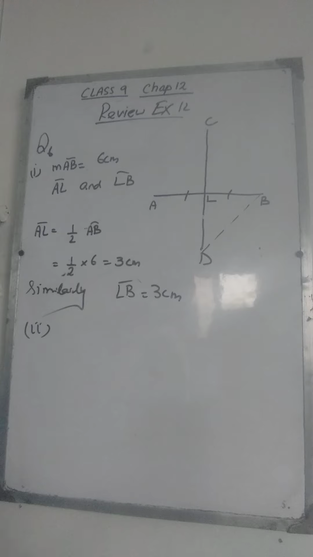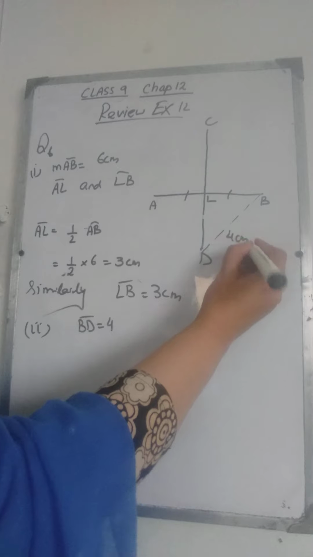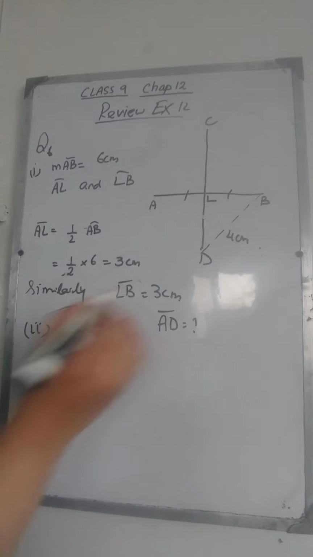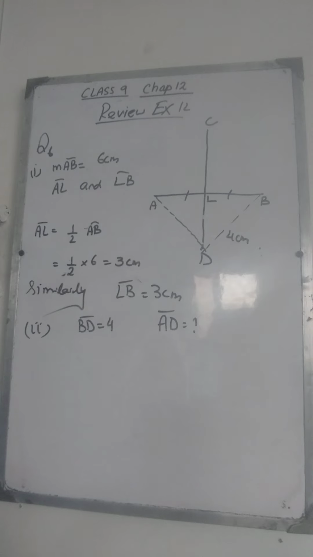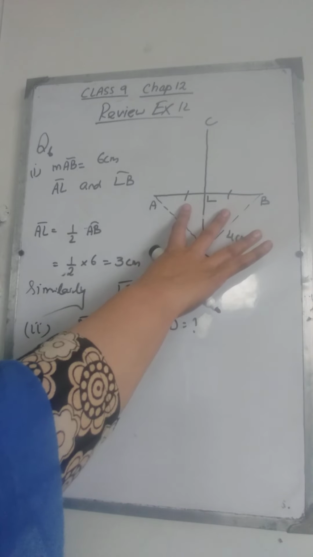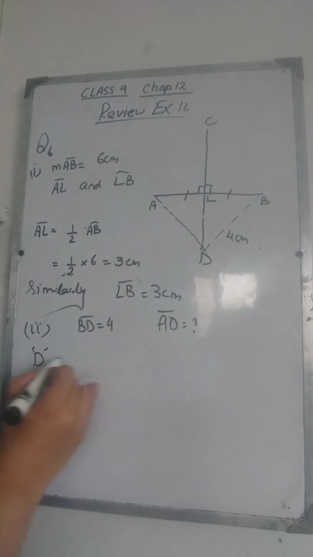Now the second part is that BD is given to be 4 centimeter, and you have to find AD. Now as D is a point on the right bisector, therefore it will be equidistant from both the endpoints. We know that D is a point on the right bisector, it is dividing it into two equal halves. They have given us that it is a right bisector, so it's simple. D is a point on the right bisector.